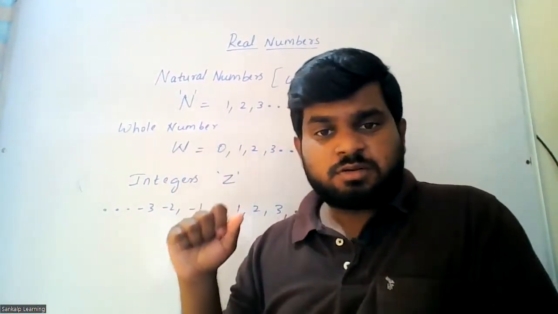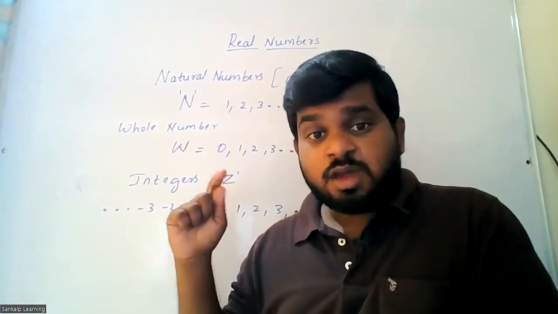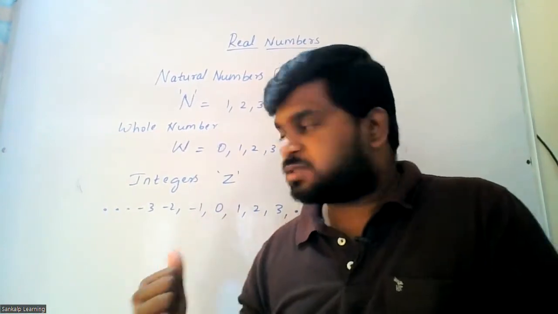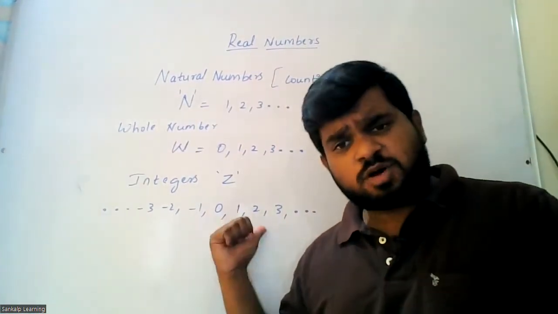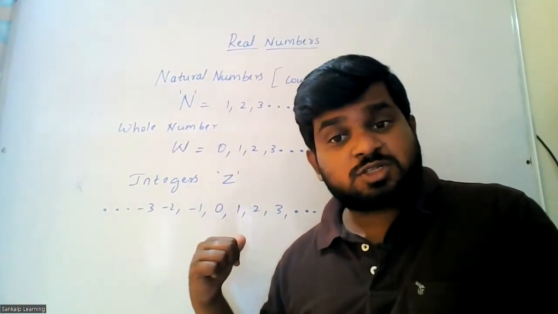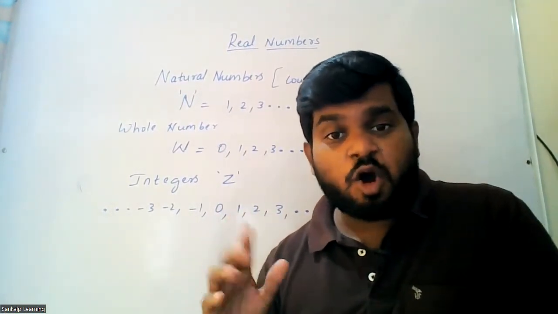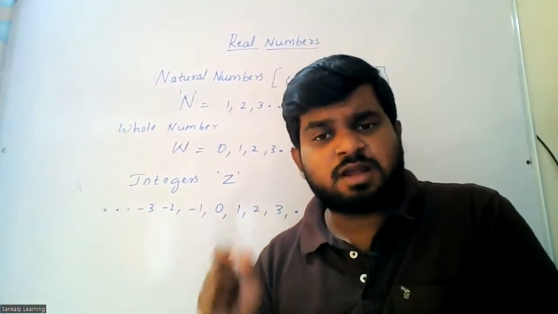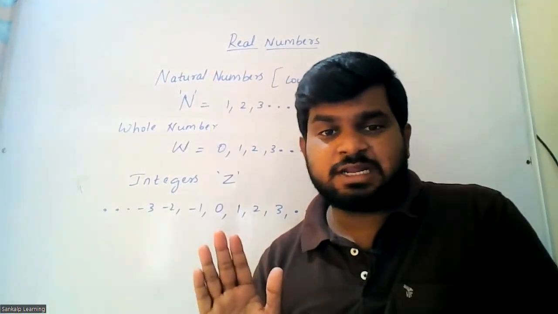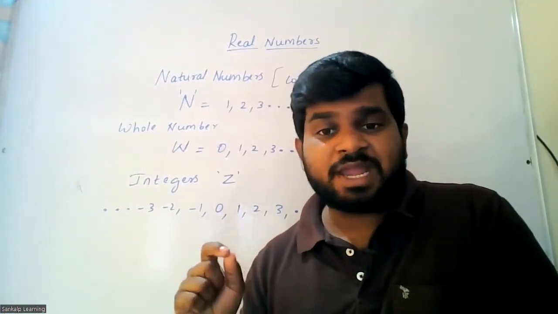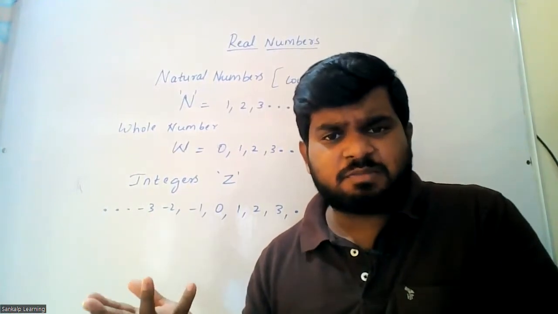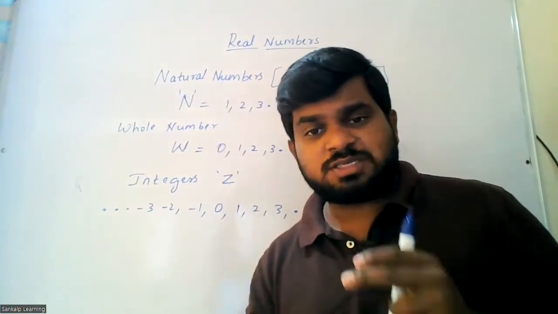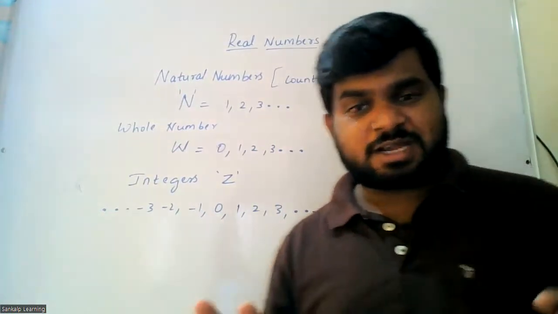Coming to whole numbers, do we have 0? Yes, we have 0 here. But we don't have fractions or decimals and we don't have negative numbers. Coming to integers, we have negative, positive, 0. Everything is there. Then what is not there? Decimals or fractions. Suppose if I give you -3/5, it is a negative number, but -3/5 is not an integer. It is called something else. -4.5 is a negative number, but it doesn't come in the integers group. Integers have only natural numbers and negative of natural numbers, which means they don't have fractions or decimals.